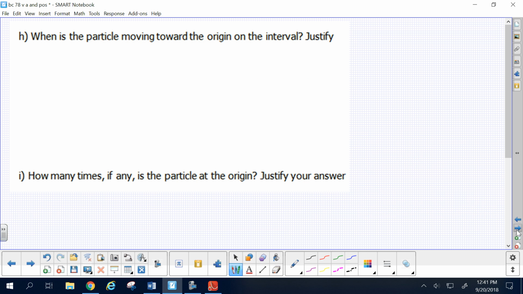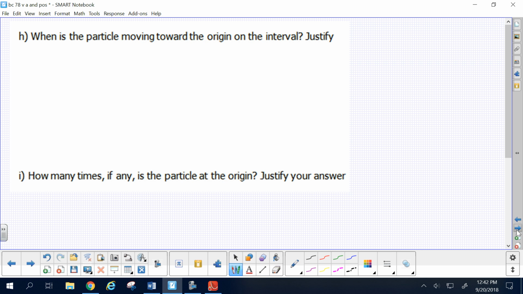Okay. When is the particle moving toward the origin? So think about that. How would you go about that? Let's just talk about this together. Moving towards the origin, what would have to happen? Just throw something out. Okay, so there you go.